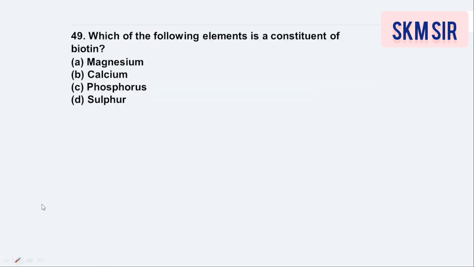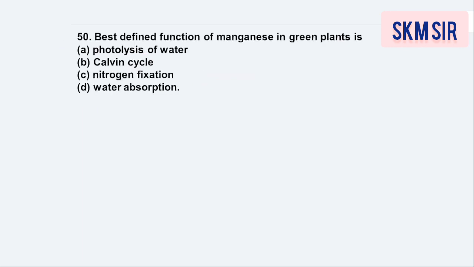Coming to 49. Which of the following elements is a constituent of biotin? This is a very easy question, dear students, and this is a direct question. So you need to tick out very fast. The component of biotin is sulfur. Getting my point, dear students? So we have completed the questions. Sulfur is actually present as a component of many vitamins, like biotin is one of them. Thiamine is also, so thiamine and biotin are vitamins that contain sulfur.